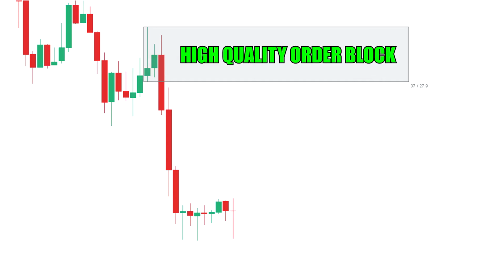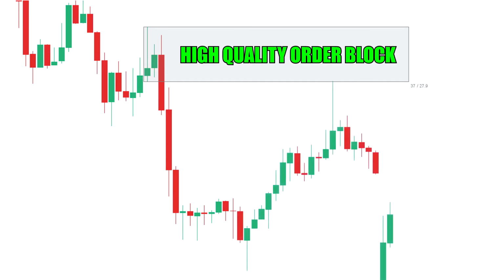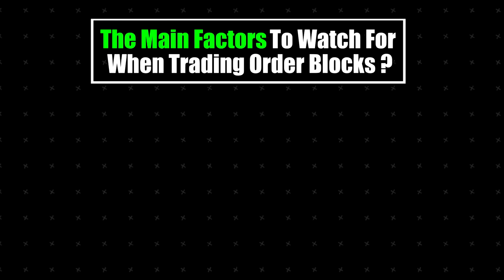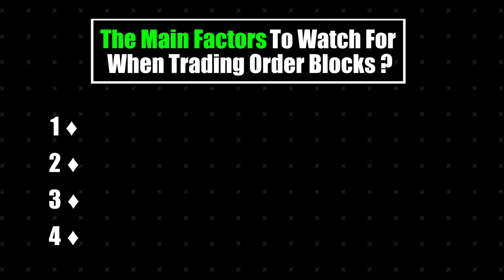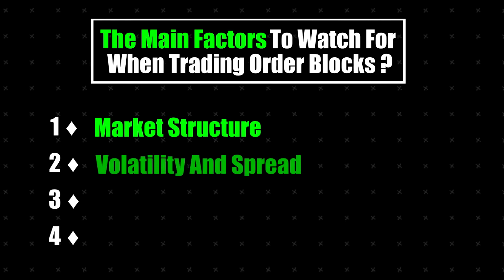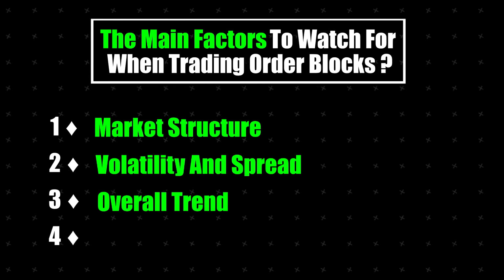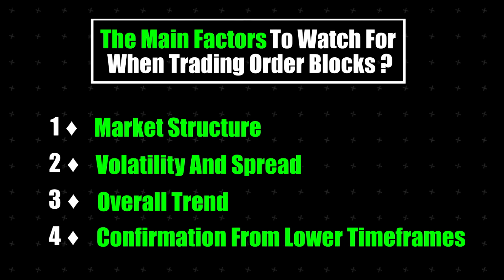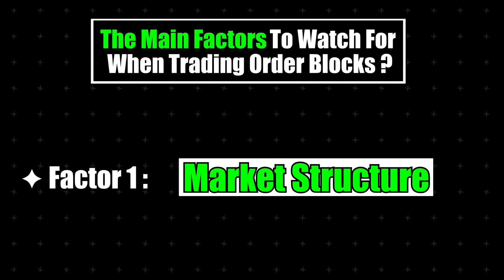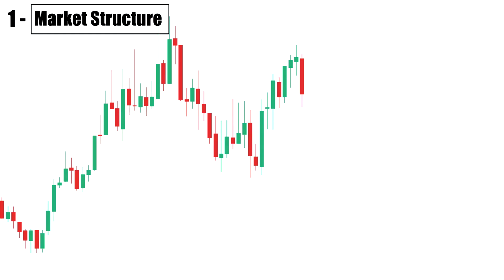So, what are the main factors to watch for when trading order blocks? We have grouped all the factors into 4 important categories: market structure, volatility and spread, overall trend, and confirmation from lower time frames. Let's start with the market structure. Take a look at this example. We've identified a valid order block that presents a potential long setup.